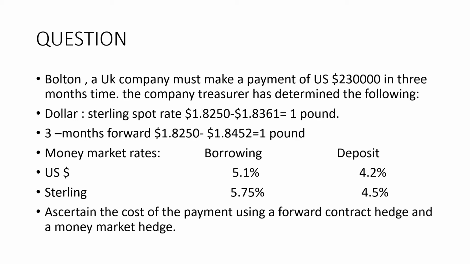1.8452 equal to £1, and the money market rates for borrowing and deposit in US dollars are 5.1% for borrowing and 4.2% for deposits, and for sterling 5.75% for borrowing and 4.5% for deposits. It should be ascertained that these rates are on an annual basis. Ascertain the cost of the payment using a forward contract hedge and a money market hedge.